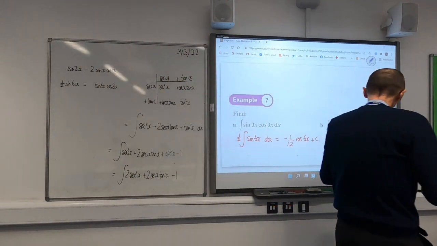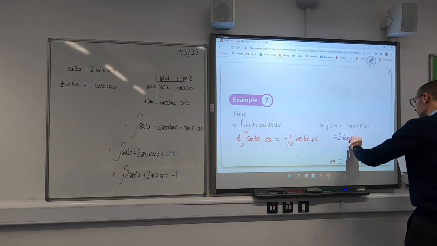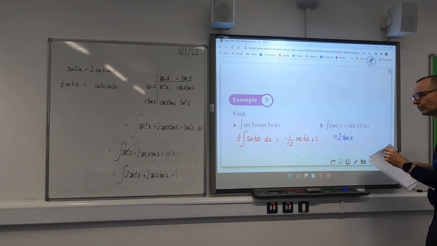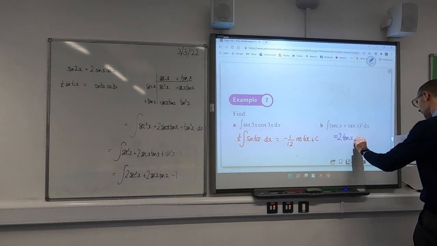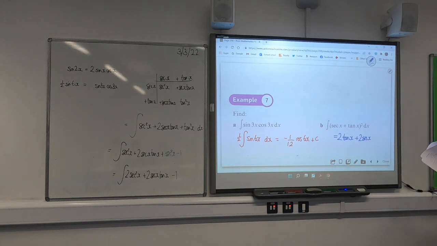So 2 sec squared x is going to become 2 tan x. I just rolled those 2 sec squareds together. Sec x tan x would be sec x, so that's 2 lots of that. And when you integrate 1, you get x. So that's our answer to that.